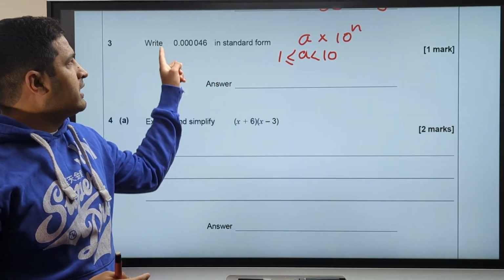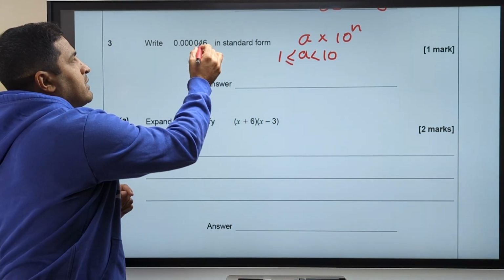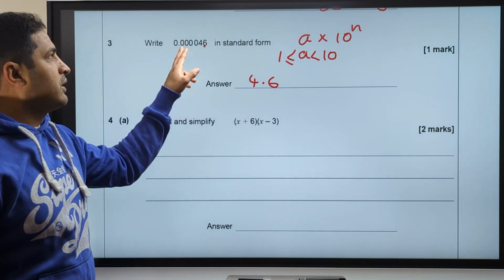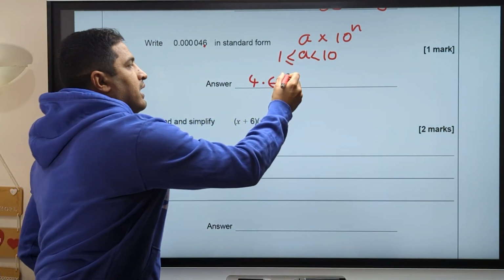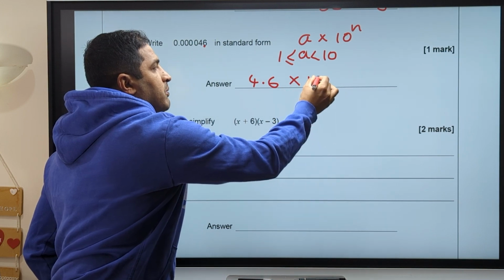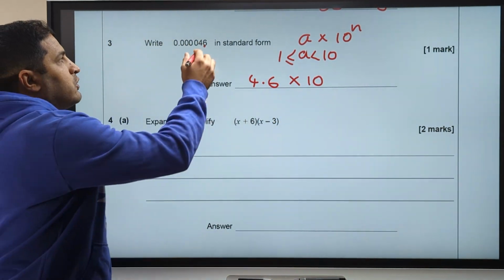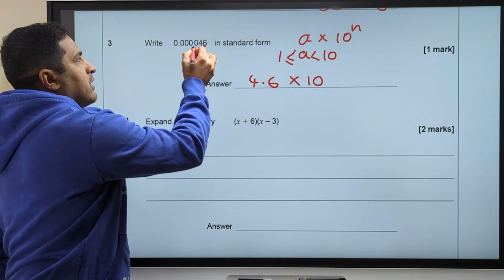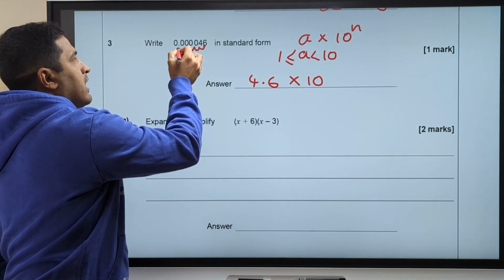So how do I make this number go between 1 and 10? If I put a decimal between 4 and 6, I would get 4.6. That's a number between 1 and 10, so I've got my first part. Now, 4.6 times 10 to the power what gives me back this number that I want? I'm looking to go back 1, so divide by 10, 10 squared, 10 cubed, 10 to the power 4, and 10 to the power 5.